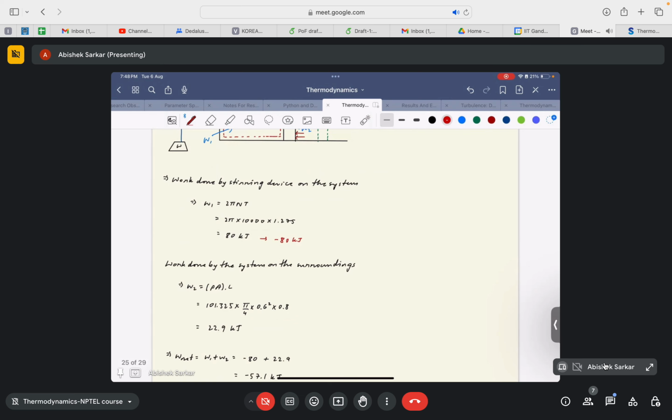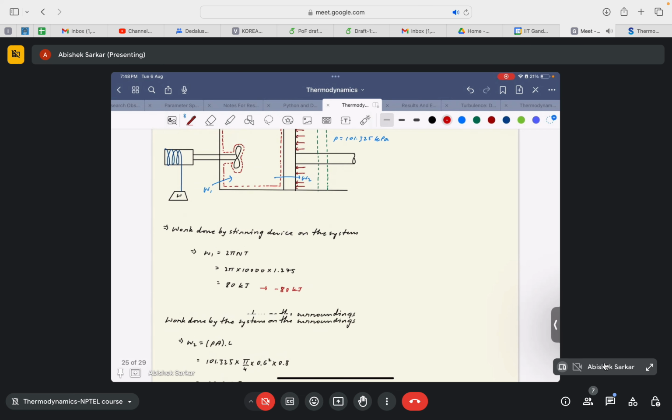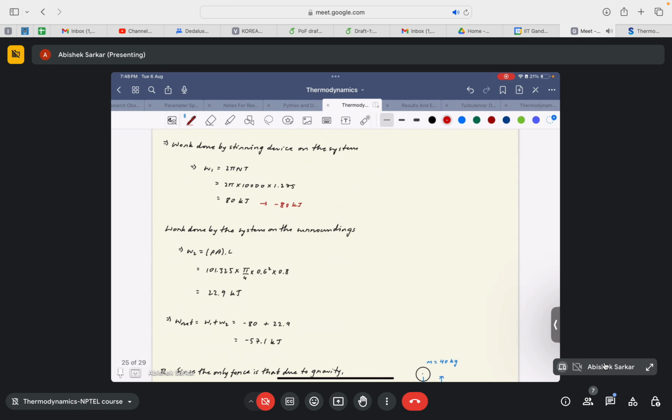Since work is done on the system, the work done by the system on the surroundings would be because of the expansion of this piston cylinder mechanism. So it is PA, pressure into the area of the piston into the length by which it moves out. Pressure was 101.325 kilopascal. The area is pi by 4 into 0.6 meter square into 0.8, right? The distance by which the piston moves out. Once you evaluate it, you get that W2 is equal to 22.9 kilojoule, and it's positive because the work is done by the system on the outer surroundings, right?